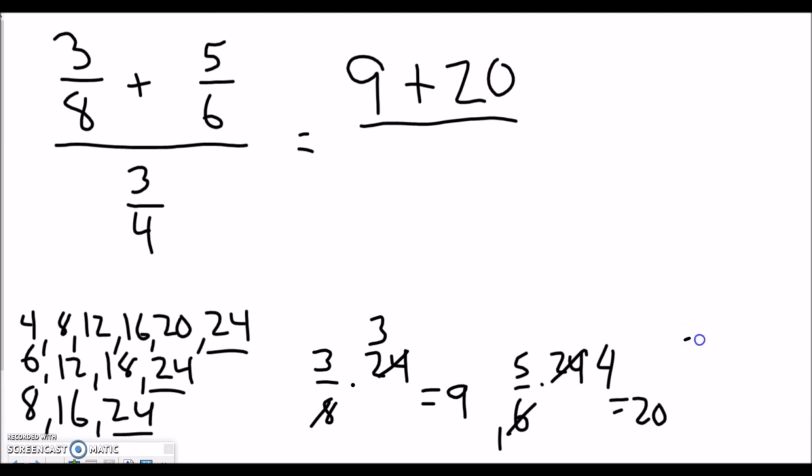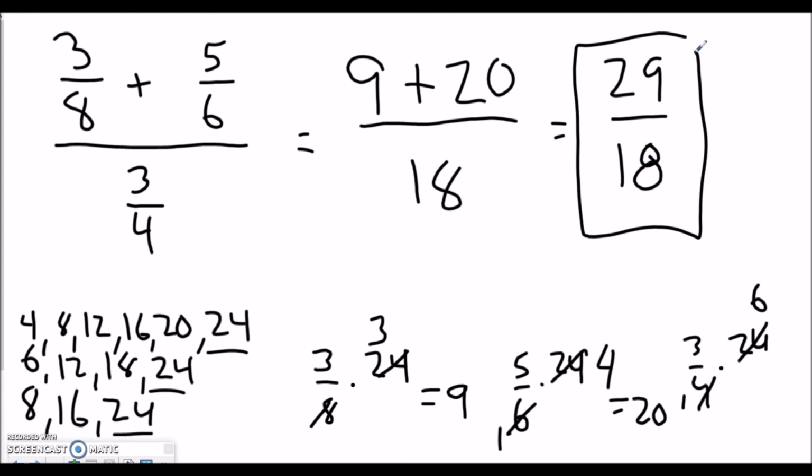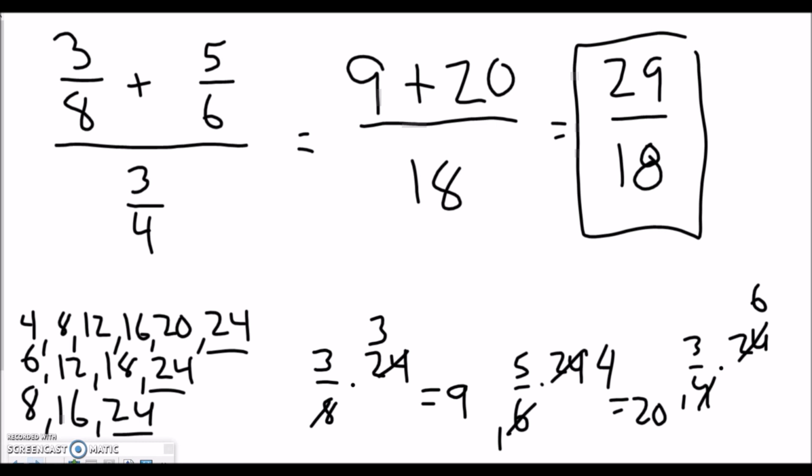And the 3/4, multiply that by 24. Those reduce to a 6 and a 1. 3 times 6 is 18. And look what happens. 29 over 18. Numbers are bigger a little bit, and it takes some multiplying. But if we go back to our other side, 29 over 18 is our answer either way. Do I care how you do it? Absolutely not, as long as you get a right answer.